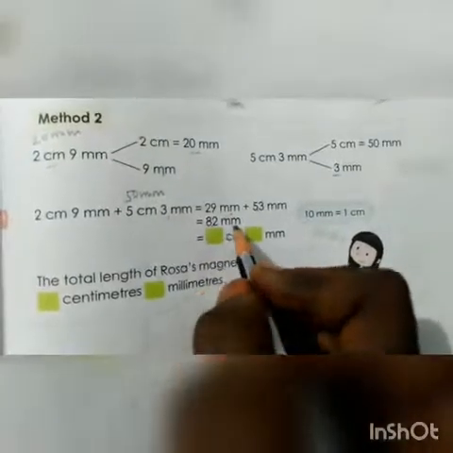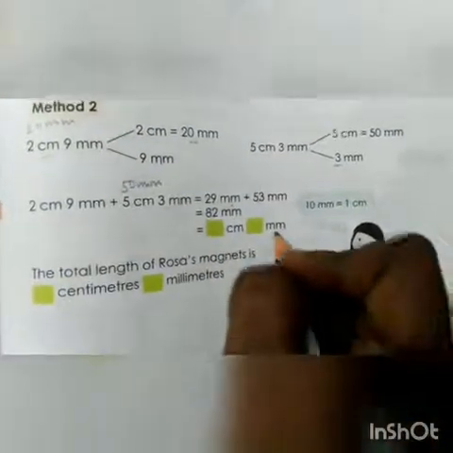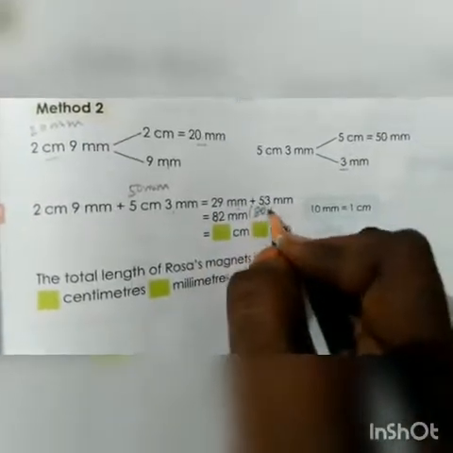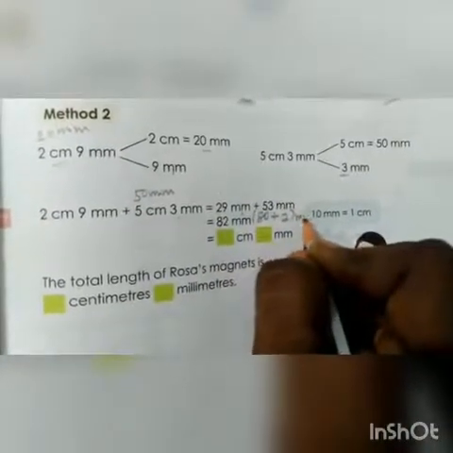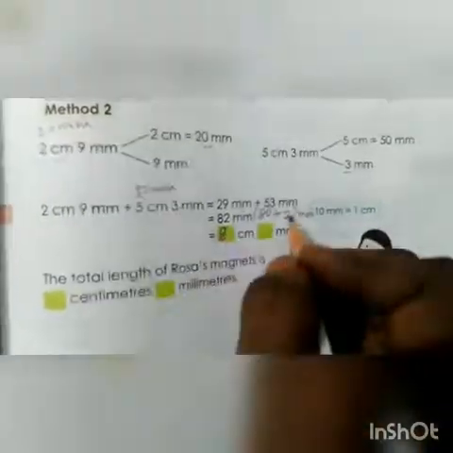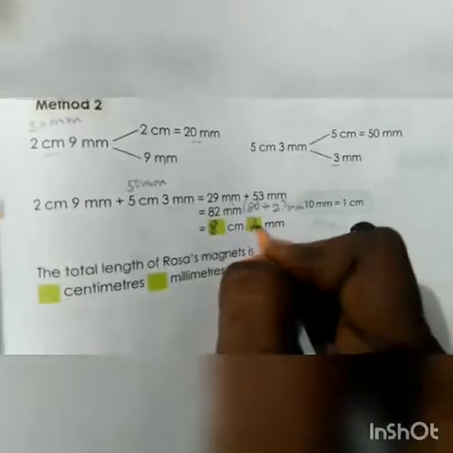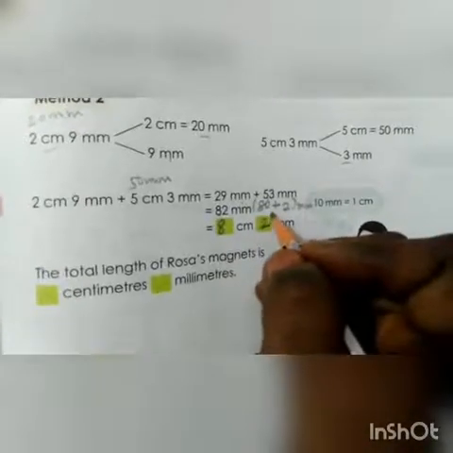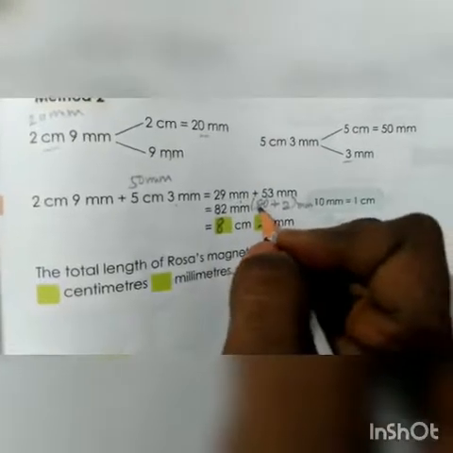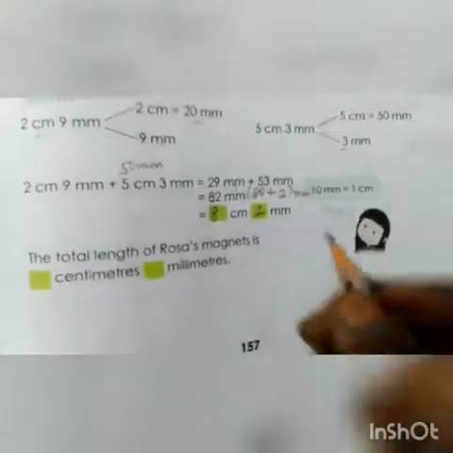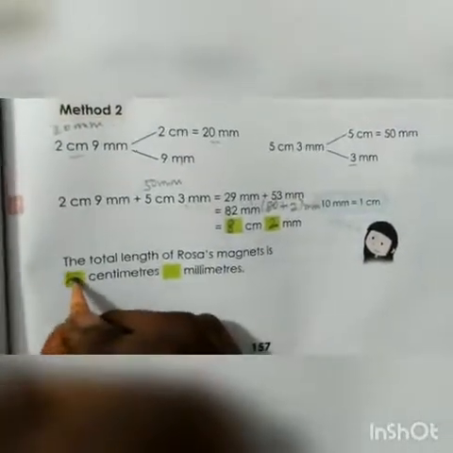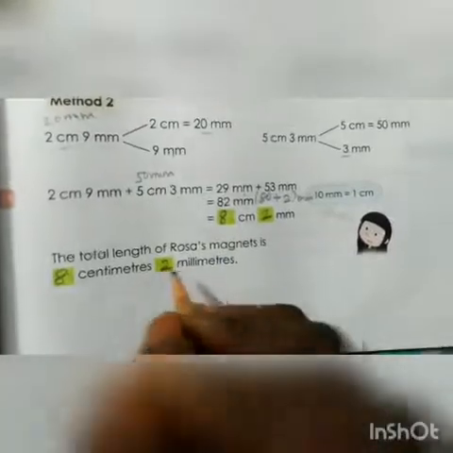Now convert 82 millimeter as centimeter and millimeter. How do we have to separate this? 80 plus 2 millimeter. Now 80 millimeter is equal to 8 centimeter, and we have to write 2 millimeter as it is. Whenever we get a value above 10, then we have to change that from millimeter to centimeter. Therefore the total length of Rosa's magnet is 8 centimeter 2 millimeters.